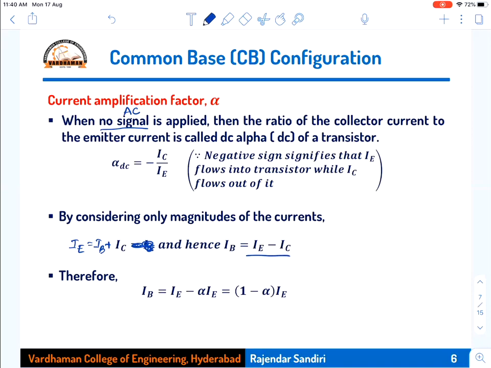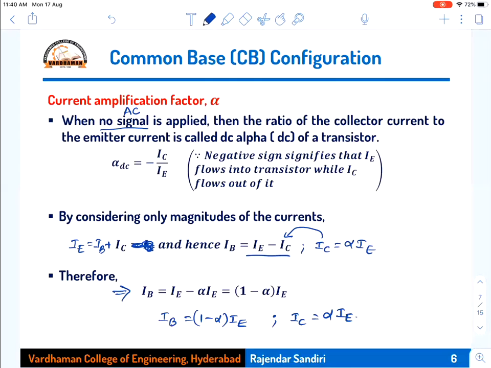IC can be written as alpha times IE. So in place of IC we substitute alpha times IE, and you will get the equation: IB is equal to IE minus alpha times IE, which is equal to 1 minus alpha times IE. So IB can be written as 1 minus alpha times IE, and IC can be written as alpha times IE. That means I am writing the IB and IC expressions in terms of IE. IC is alpha times IE, IB is 1 minus alpha times IE.